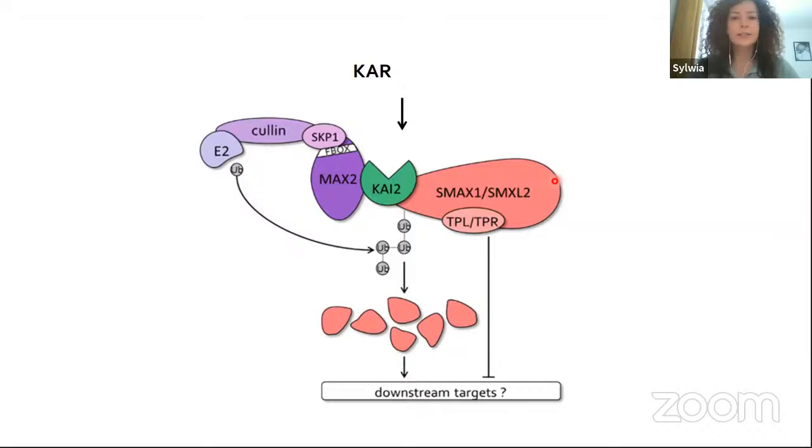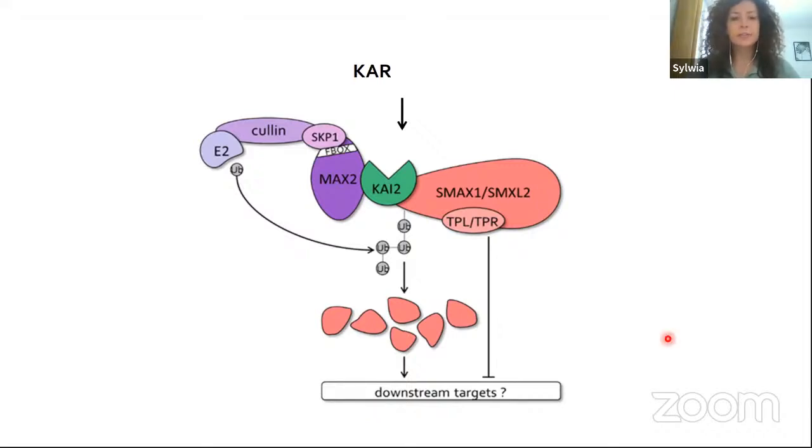Although much less is known about the karrikin signaling pathway, it is predicted that upon perception of karrikins, again, a complex is formed between the receptor KAI2, the MAX2 E3 ligase, and the repressor proteins SMAXs. So the repressor proteins can be ubiquitinated and degraded, releasing downstream responses. However, what are the downstream targets, which are the transcription factors or karrikin responsive genes? It still remains to be discovered.